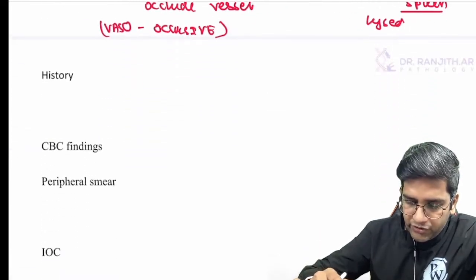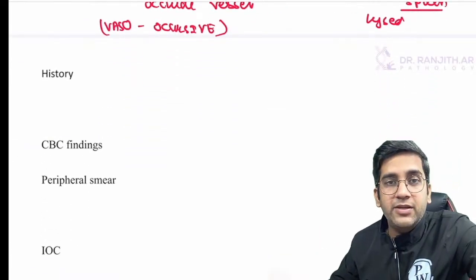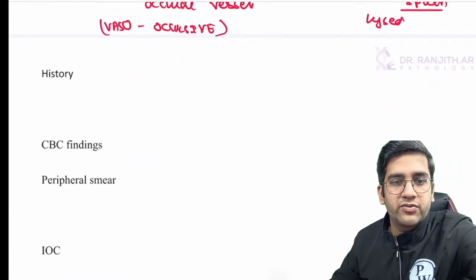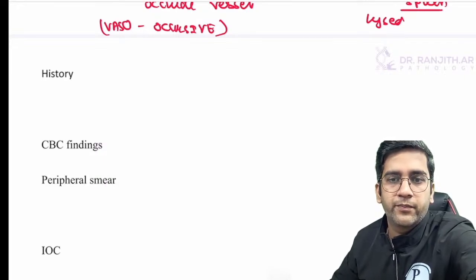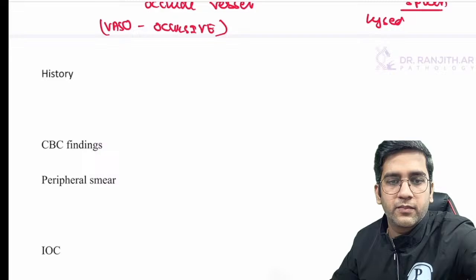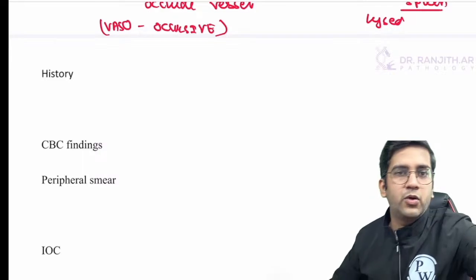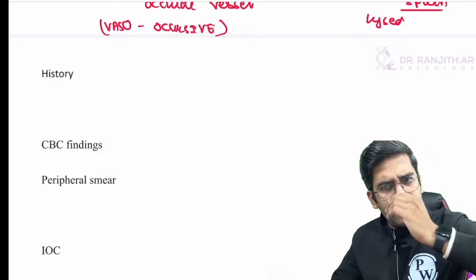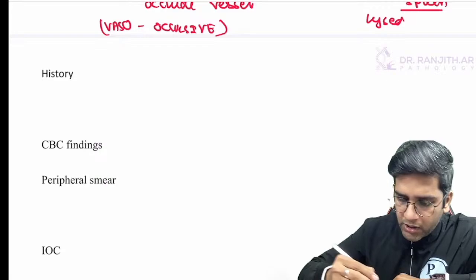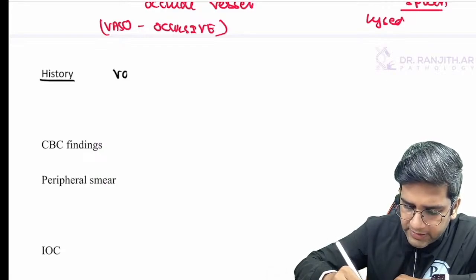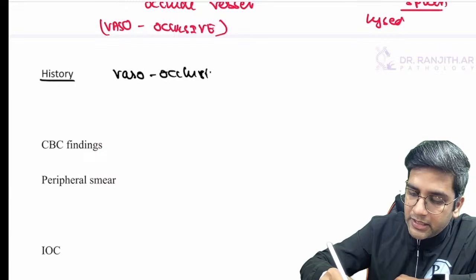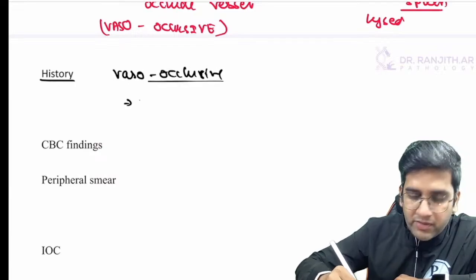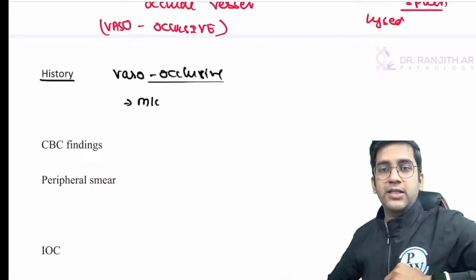Fine. Now let's come to history. History is predominantly based on your vaso-occlusive crisis. Any low pH also we can write, Ramesh. So history is, like I said, based on vaso-occlusive crisis only. Anemia is definitely there by default. The most common vaso-occlusive crisis is dactylitis.